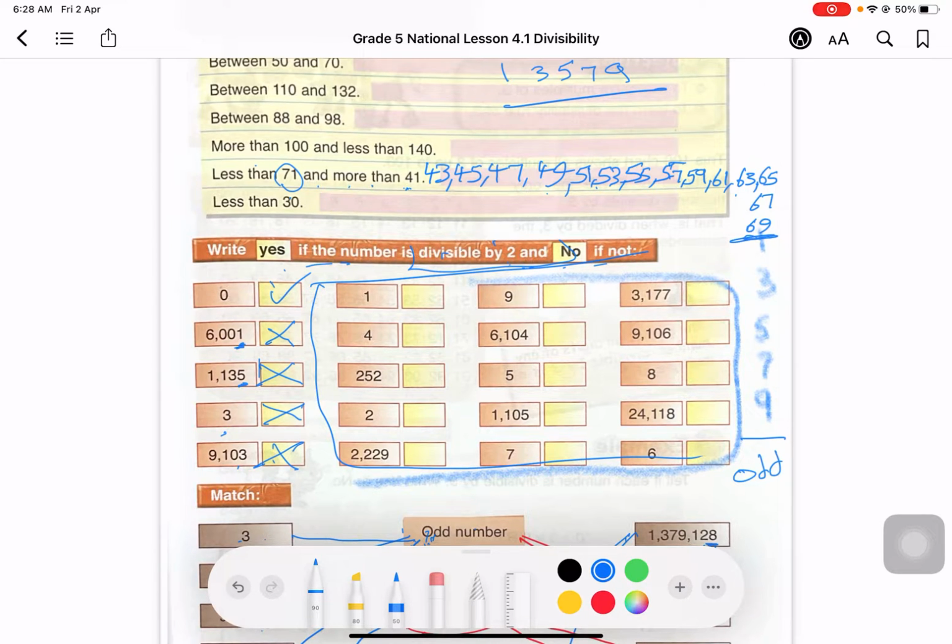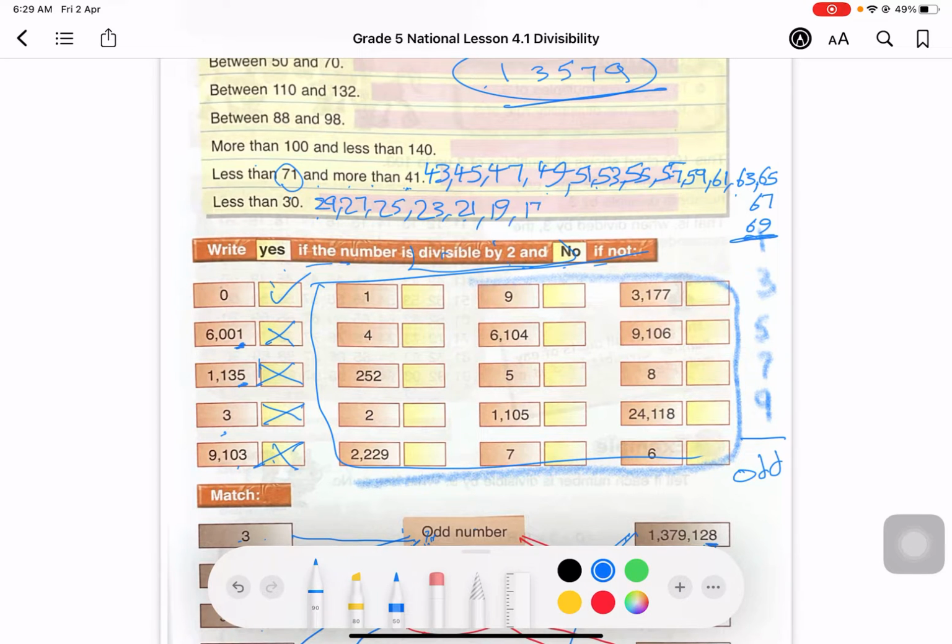They said here less than 30. What is the meaning of less than 30? So 30, I will skip, go back. Write these numbers in your mind. 30, what comes? 29, 27, 25, 23, 21.